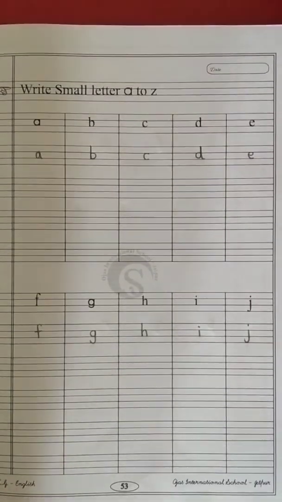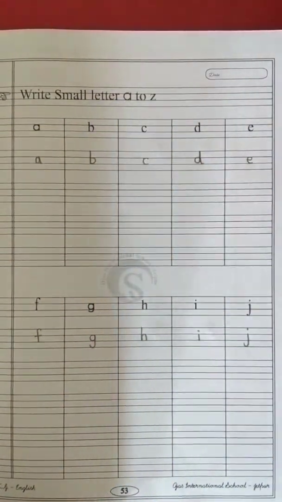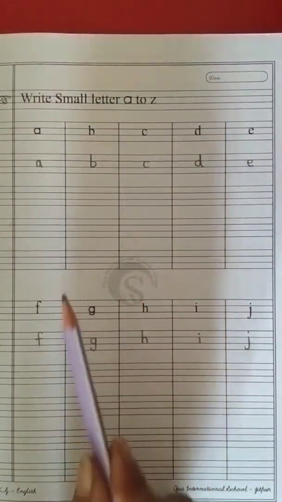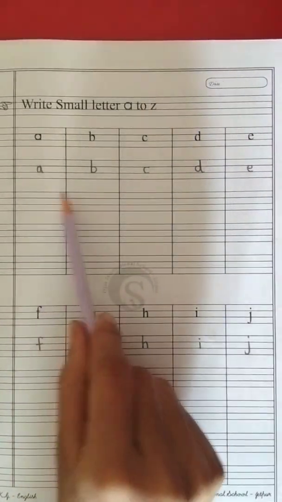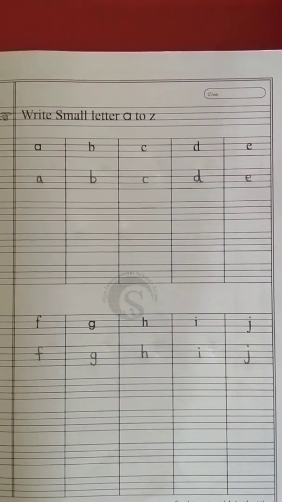See children, I have completed A to Z one time in order, okay? But you have to write 4 times, okay? And always write in order and speak and write. Children, loudly speak and write, okay?